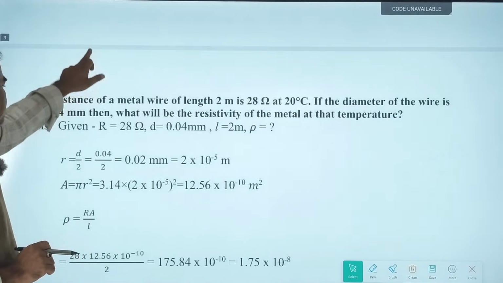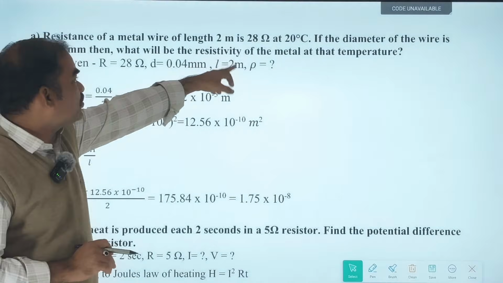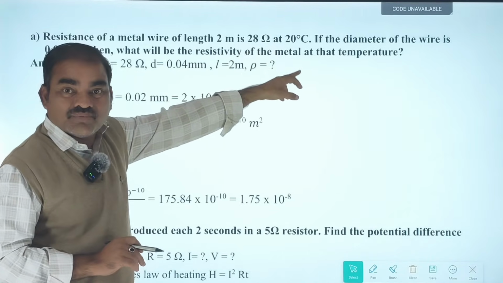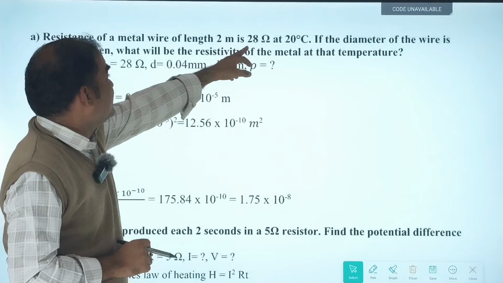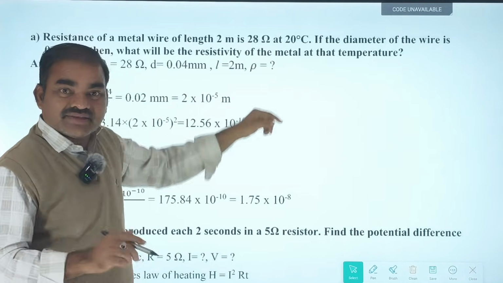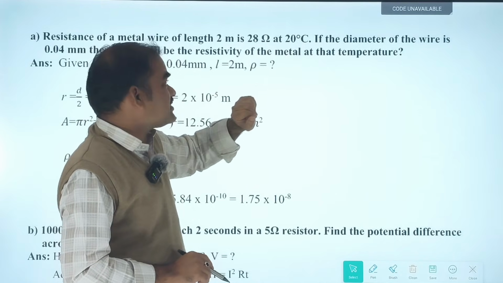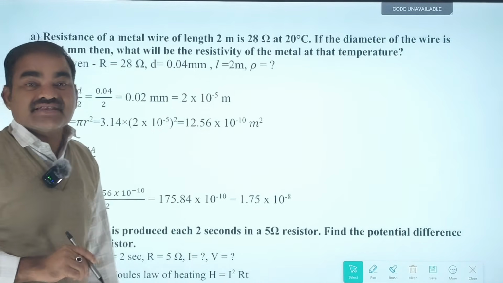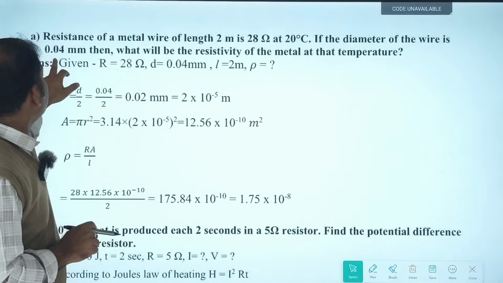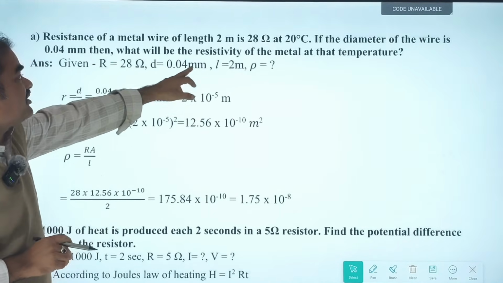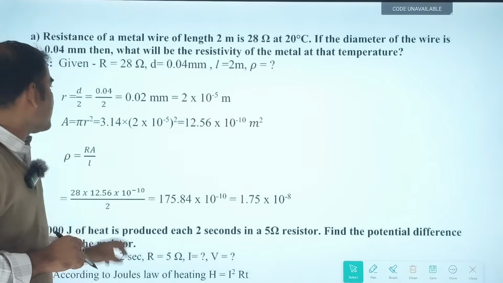Coming to the next question. Resistance of a metal wire of length 2 meter is 28 ohm. The resistance of the wire is 28 ohm, the length of the wire is 2 meter, and the temperature is 20 degrees Celsius. If the diameter of the wire is given, we know that resistance depends upon the diameter of the wire also. It is 0.4 millimeter. Then what will be the resistivity of the metal at that temperature? At the given temperature, we have to find the resistivity there.